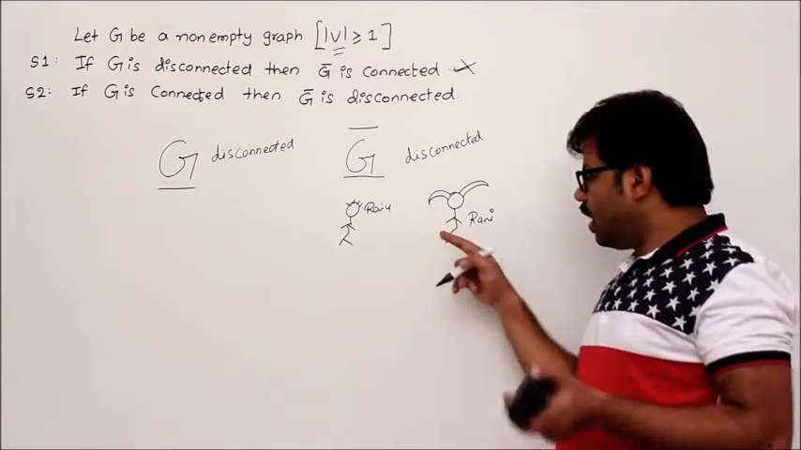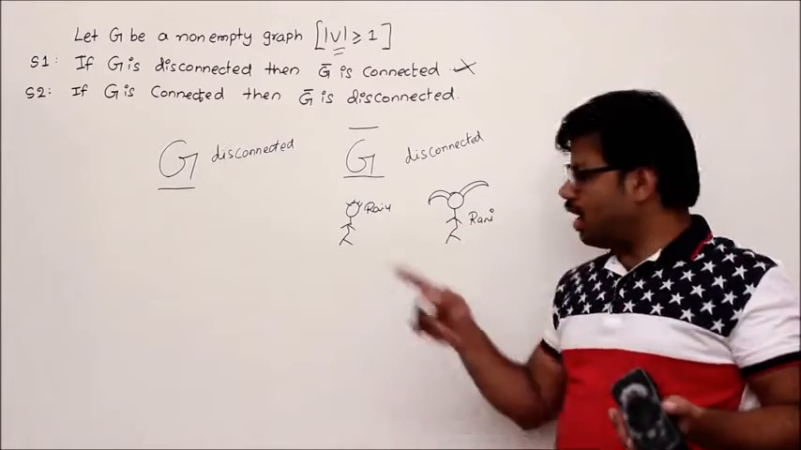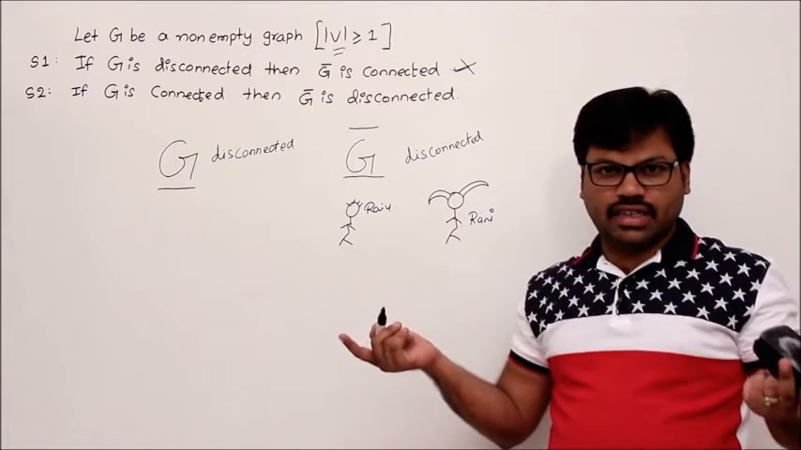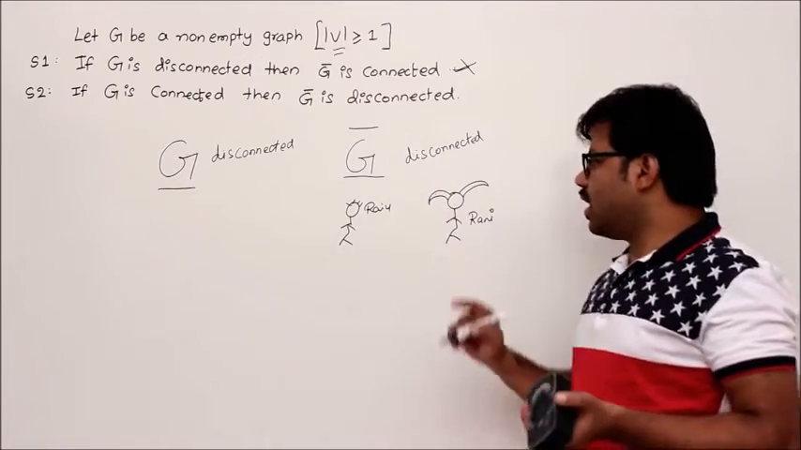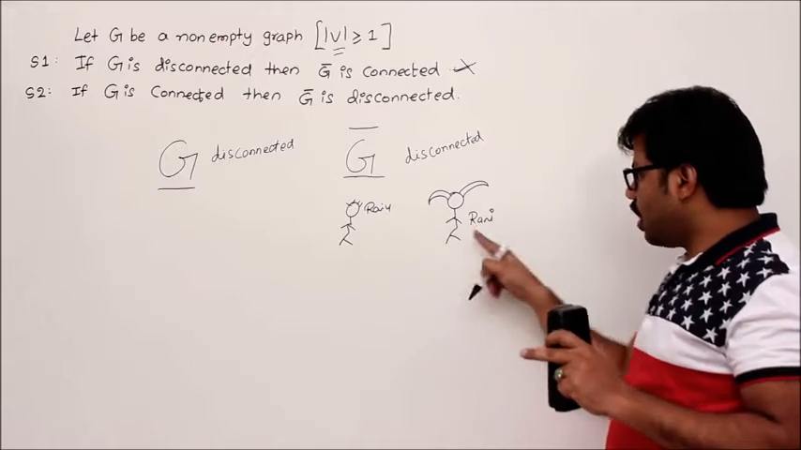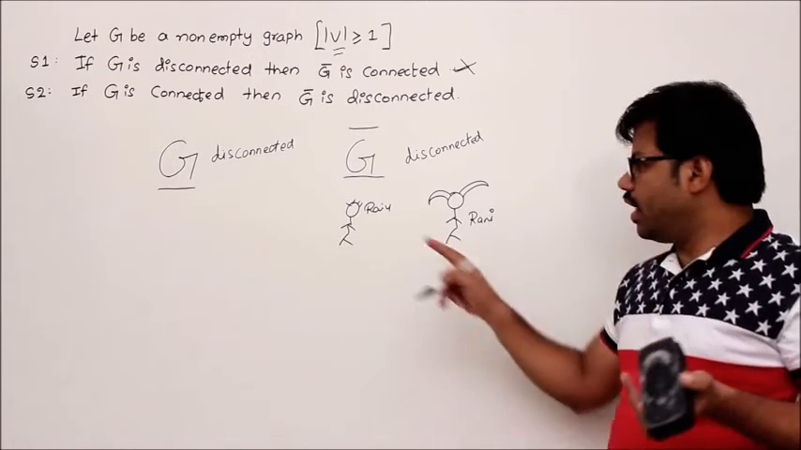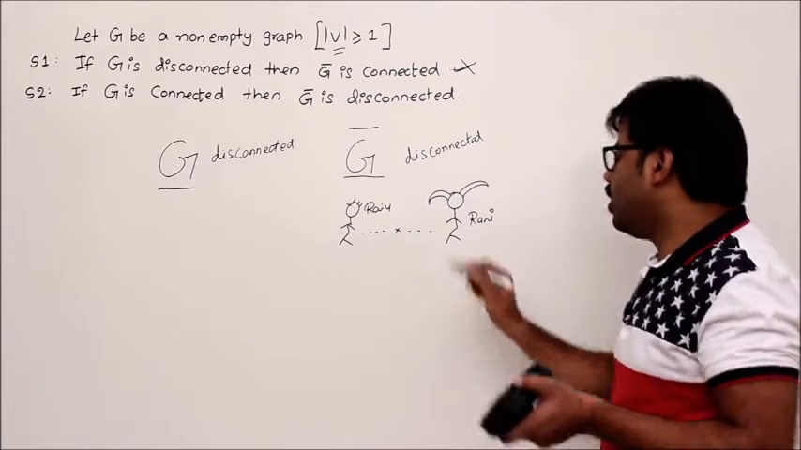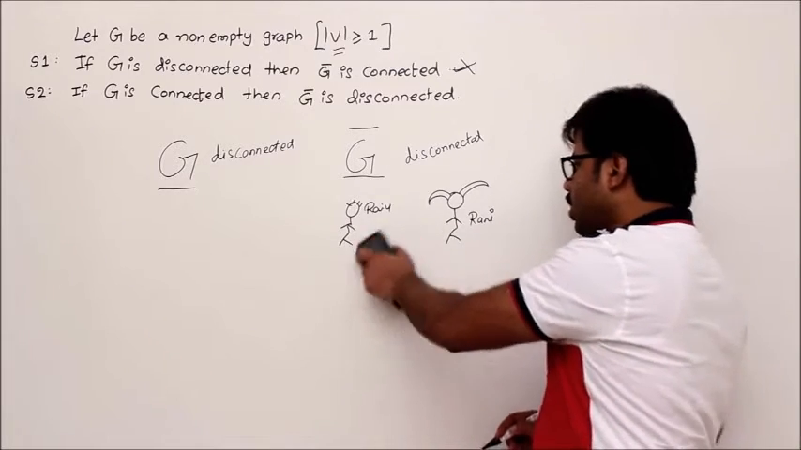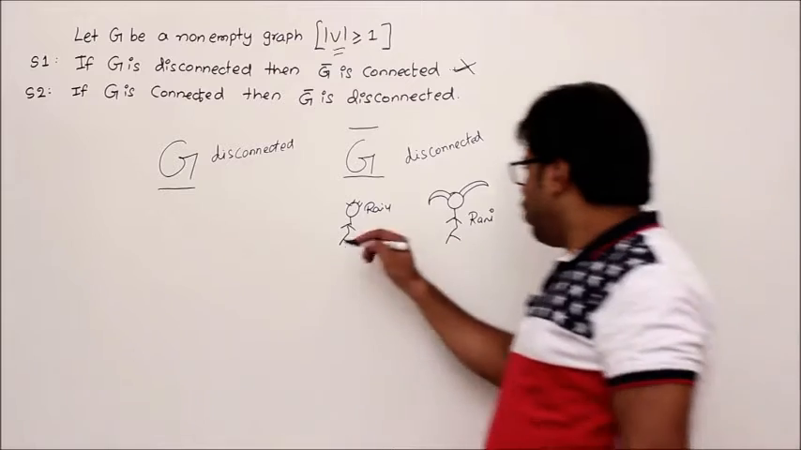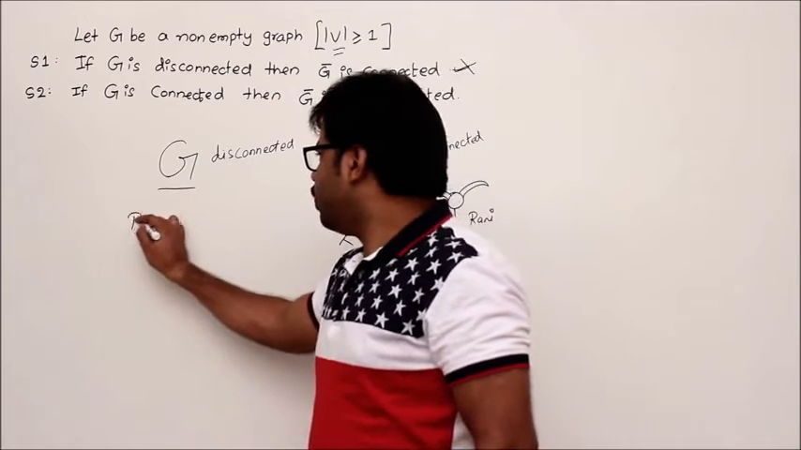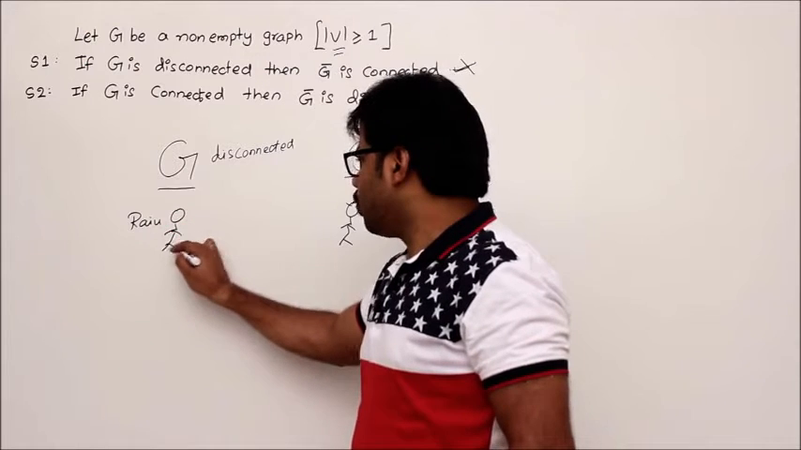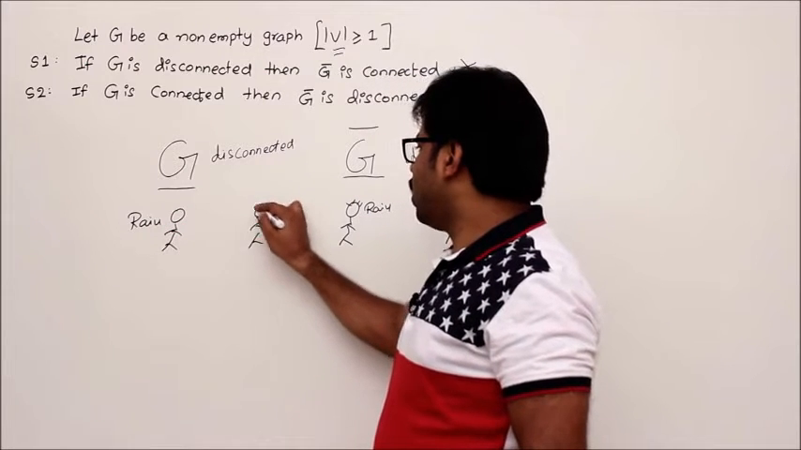If Raju and Rani have a connection or path, then G bar cannot be disconnected, isn't it? Whenever G bar is disconnected, there exist at least two vertices Raju and Rani that should not have a path. There is no path between them. You understand this point? Let's say really it's possible. Then the same Raju and Rani should be part of G also, right? Let's represent Raju and Rani here too. Okay, so this is Raju and Rani.